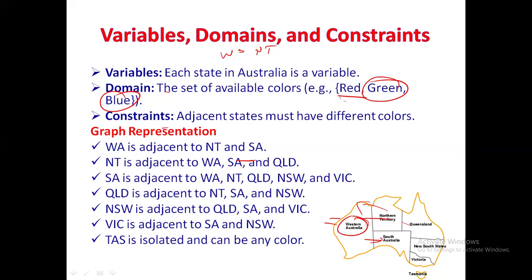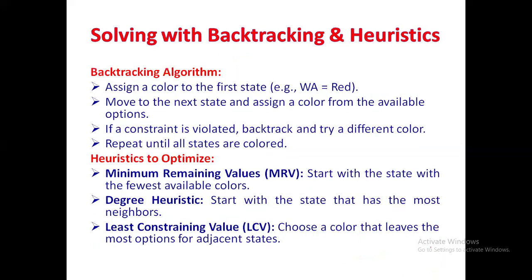Since Tasmania is isolated, it can be assigned any color without affecting the constraints because it is not touching any other state. Next, we are going to solve this problem using backtracking and heuristics. The backtracking algorithm is used to systematically assign colors to states while ensuring constraints are met.